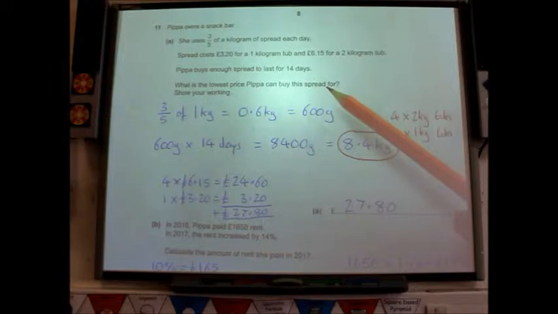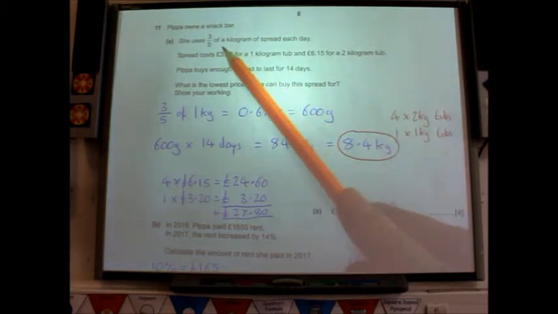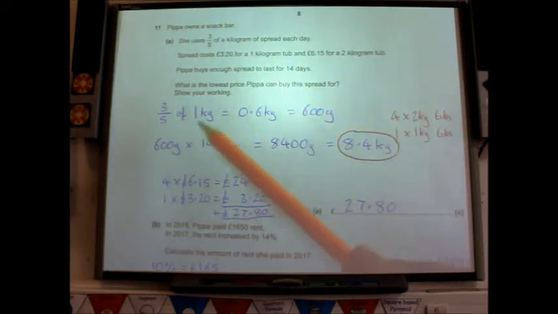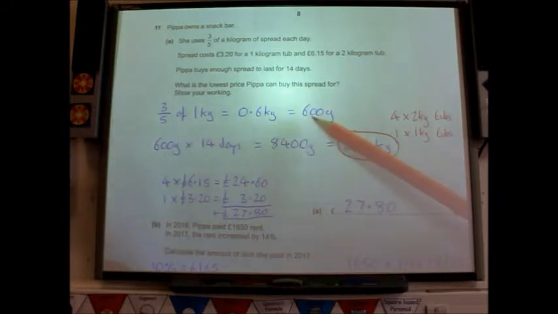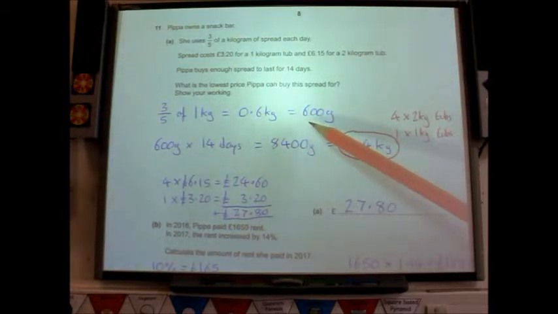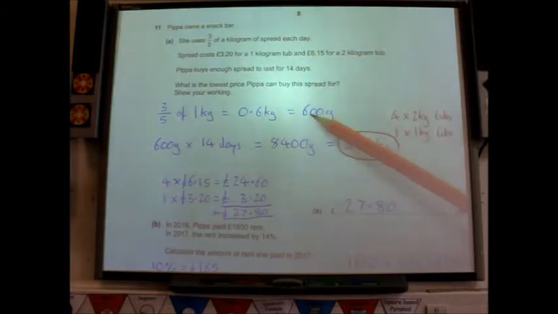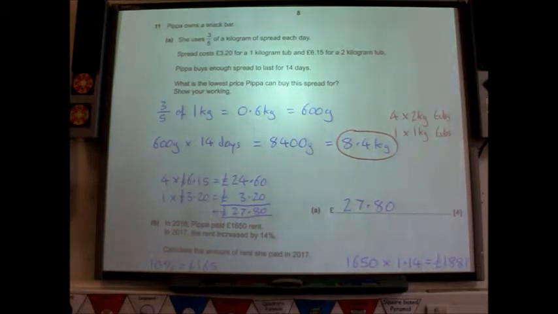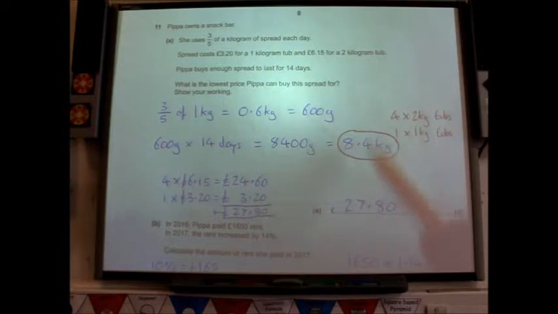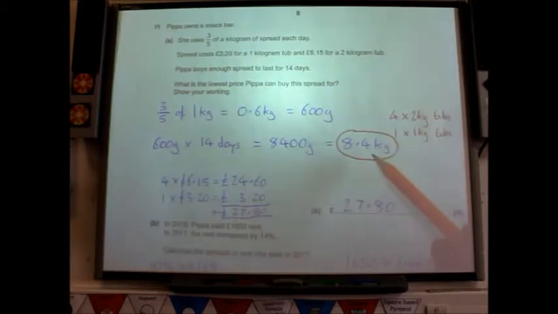Right, so what I'm going to do is work out how much spread, even before I get onto the money, she's going to use. She uses 3/5 of a kilogram each day. So here we go, 3/5 of 1 kilogram is 0.6 kilograms, or 600 grams. Again, kilo means thousand, so you've got to be confident converting between grams and kilograms. 14 days, so 600 grams times 14 is 8,400 grams, or 8.4 kilograms. So that's how much spread she uses. You would have got 2 marks so far if you've got to this stage.